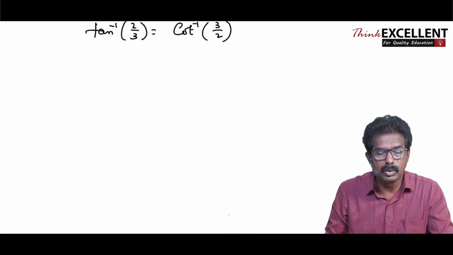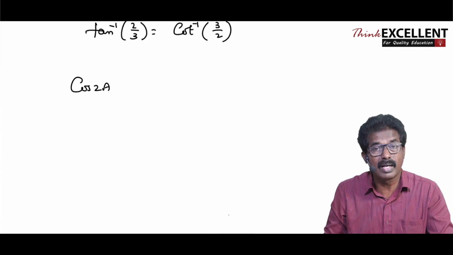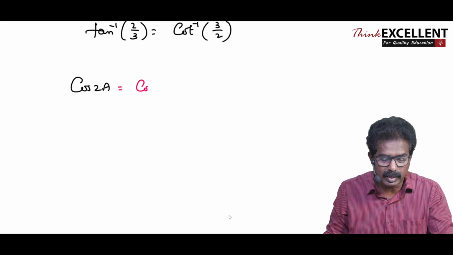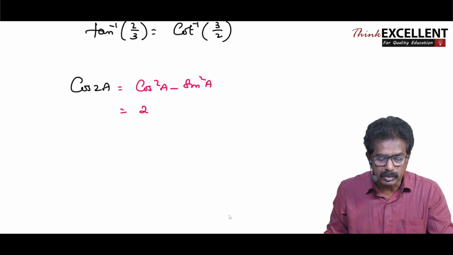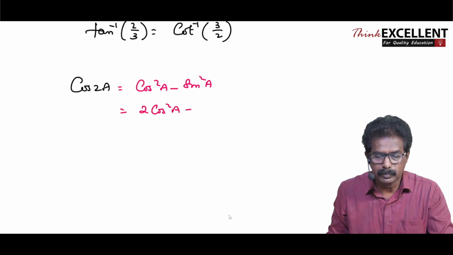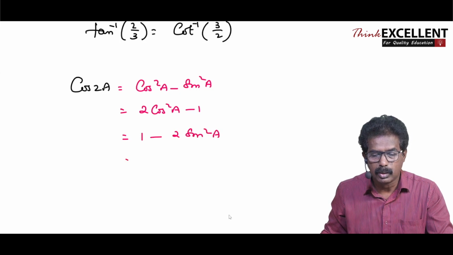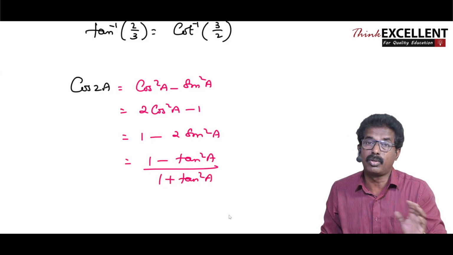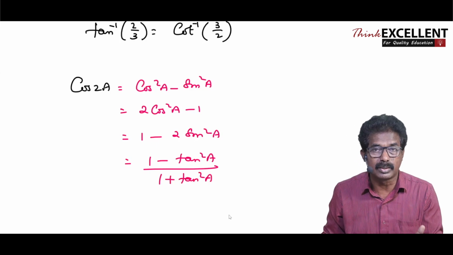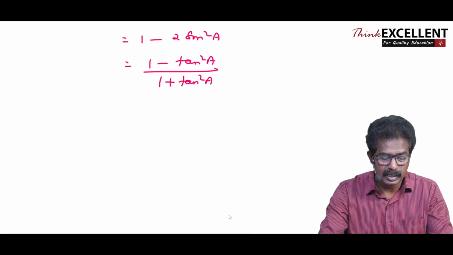You must know sine 2a and cos 2a. Actually there are four formulas for cos 2a. It is cos square a minus sine square a, 2 cos square a minus 1, 1 minus 2 sine square a, and 1 minus tan square a by 1 plus tan square a. So for cos 2a, there are four formulas.